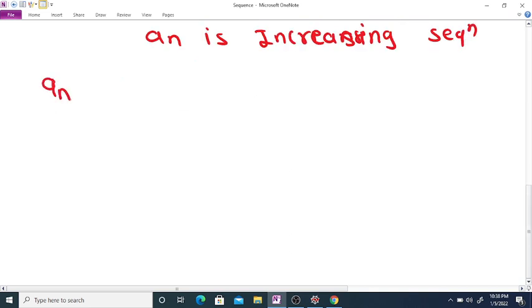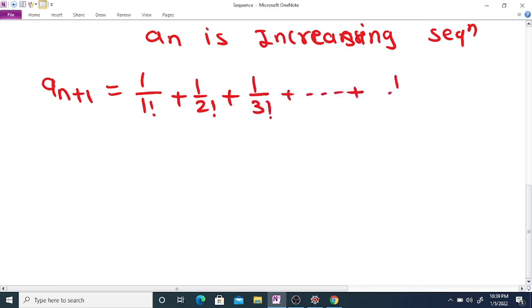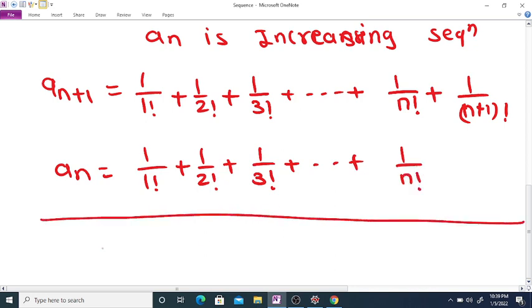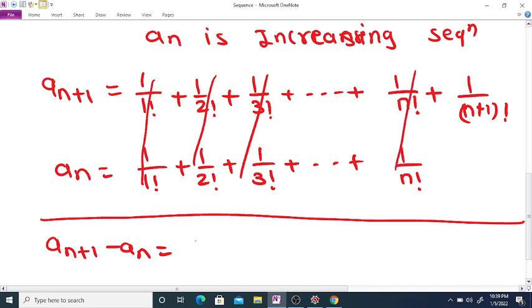Now in general you can also prove this. If you write an plus 1, it is equal to 1 divided by 1 factorial plus 1 divided by 2 factorial plus 1 divided by 3 factorial and so on, up to 1 divided by n factorial plus 1 divided by n plus 1 factorial. And an is equal to 1 divided by 1 factorial plus 1 divided by 2 factorial plus 1 divided by 3 factorial up to 1 divided by n factorial. Therefore if we subtract an plus 1 minus an, the terms get cancelled, and finally what is left is 1 divided by n plus 1 factorial.